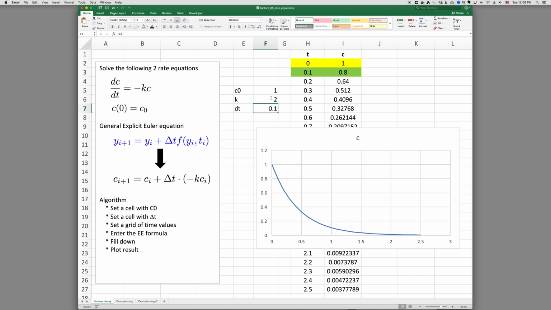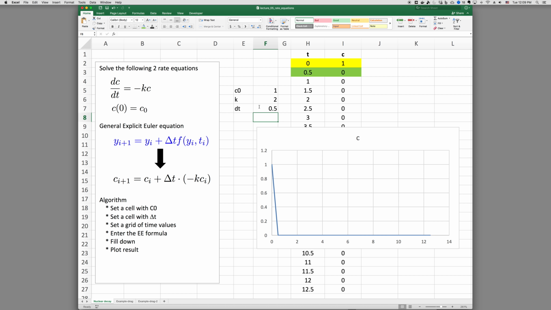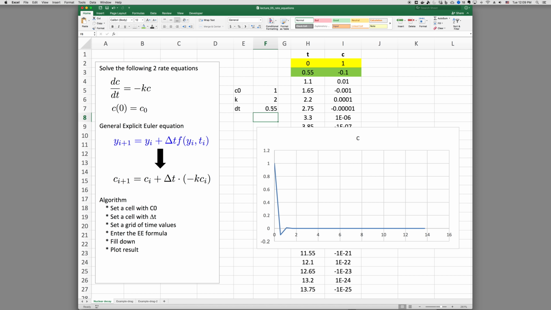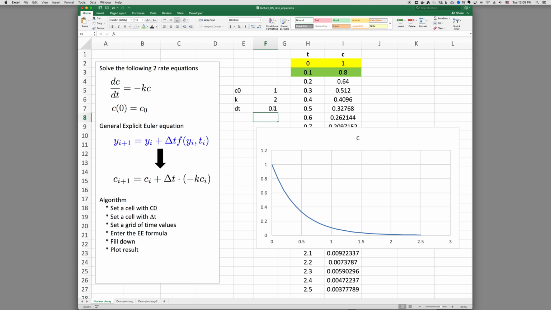Suppose k were 2, then our intrinsic time scale would be 0.5, and as soon as we hit 0.5 for our time step, we're right at the limit, and anything bigger than our intrinsic time scale, 0.55, starts dropping us negative. So you always have to use a time step that's smaller than the intrinsic time scale of your problem.